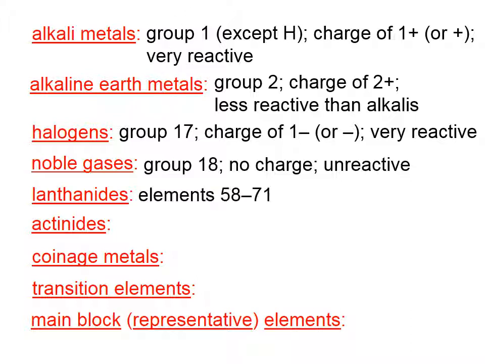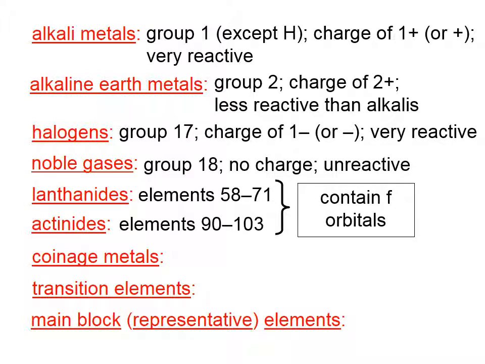At the bottom of the table, we have the lanthanides and actinides. These are the two rows that are set below the main body of the periodic table. The lanthanides and actinides are the elements that have f orbitals in them. The coinage metals are group 11. These are the elements copper, silver, and gold. And they're called coinage metals because these were the first metals that were used in currency.